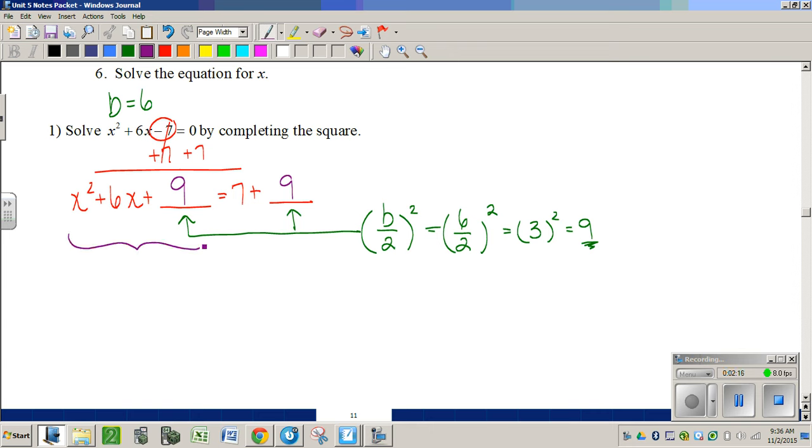You've created a perfect square trinomial here. By using this process, this side of your equation will always factor. So this is just going to factor to (x + 3) squared. And then 7 plus 9 is going to give us 16.